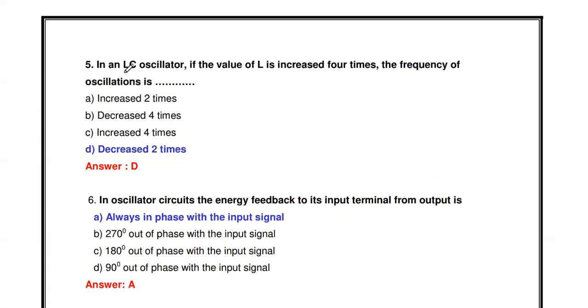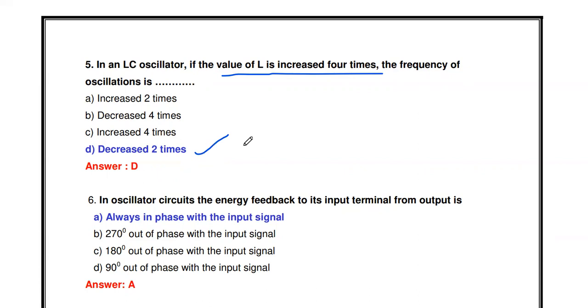Then the next one: in an LC oscillator, if the value of L is increased 4 times, what happens to the frequency of oscillation? The frequency of oscillation is increased 2 times, decreased 4 times, increased 4 times, or decreased 2 times. The answer is decreased 2 times.